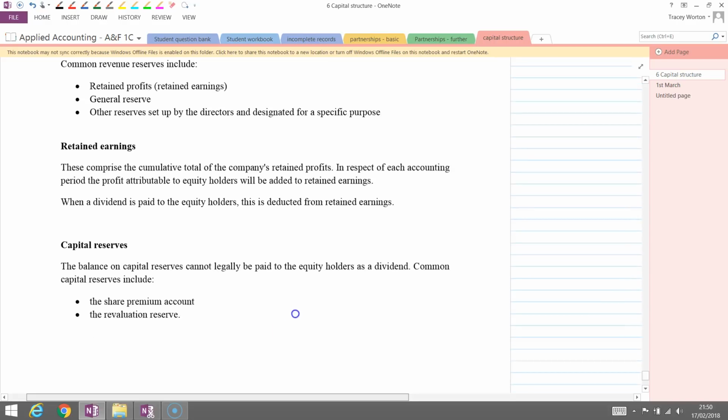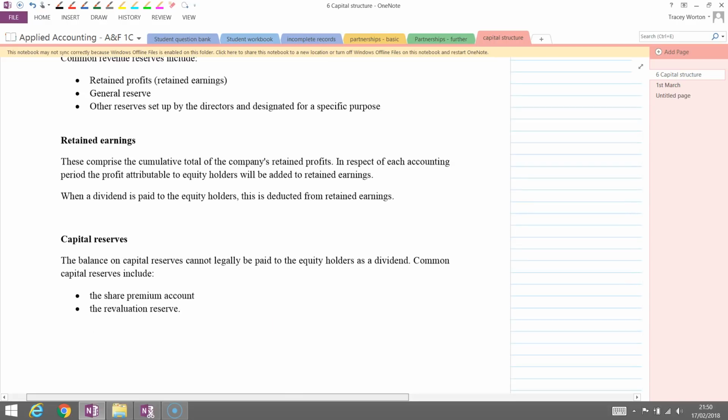The capital reserves cannot be legally paid to equity shareholders as a dividend. In other words, they are designated as undistributable. Common capital reserves will include the share premium account and could also include a revaluation reserve, which arises every time we adjust upwards or downwards, in certain circumstances, the value of our non-current assets.